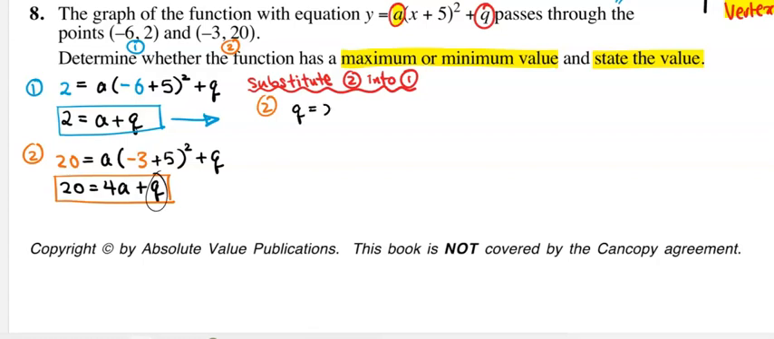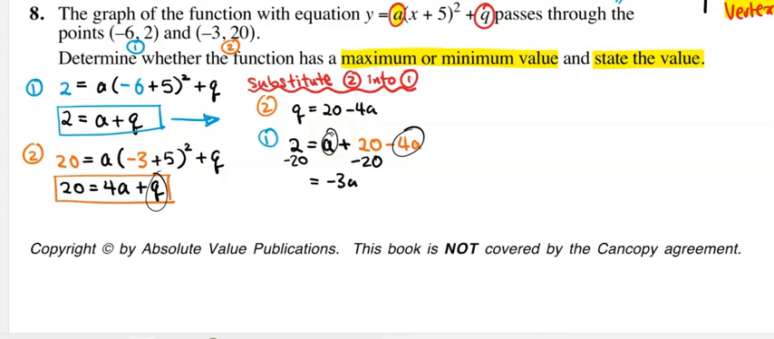Q is equal to 20 minus 4a. Taking my equation 1 again, I have 2 is equal to a plus, instead of q here, we're going to insert 20 minus 4a. I could put a bracket around there, but because this is a plus sign, it doesn't actually make a difference. Now we're going to try to simplify this. A and negative 4a gives me negative 3a, and the opposite of plus 20 is minus 20, so I get negative 18 is equal to negative 3a.